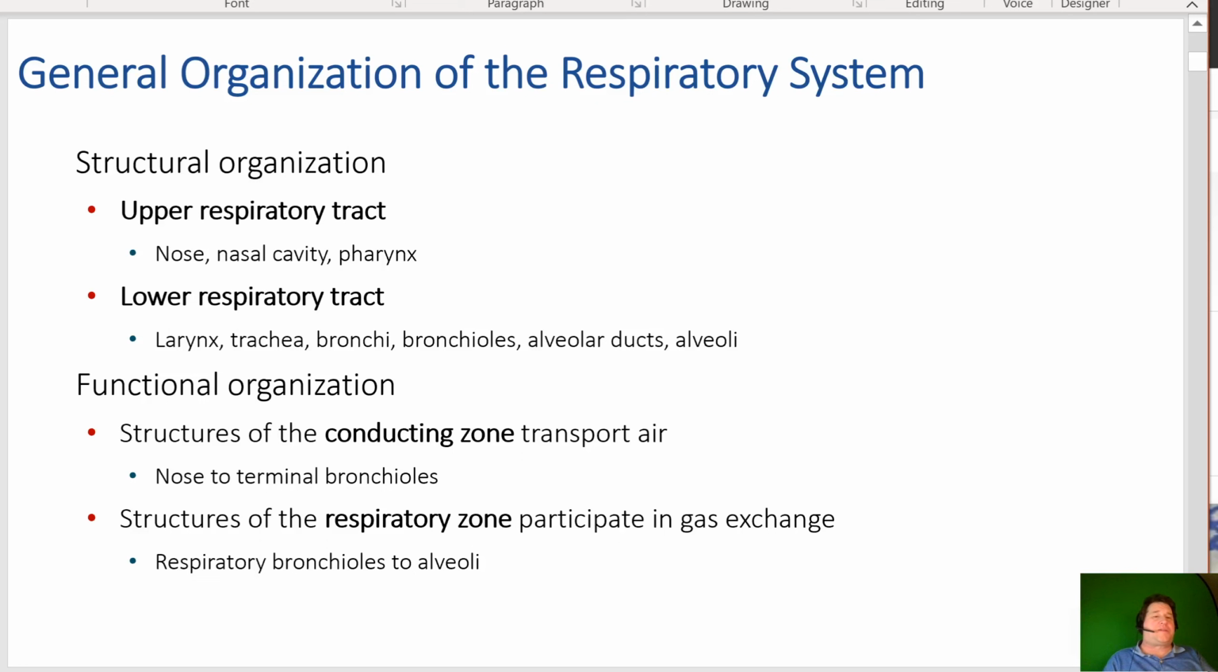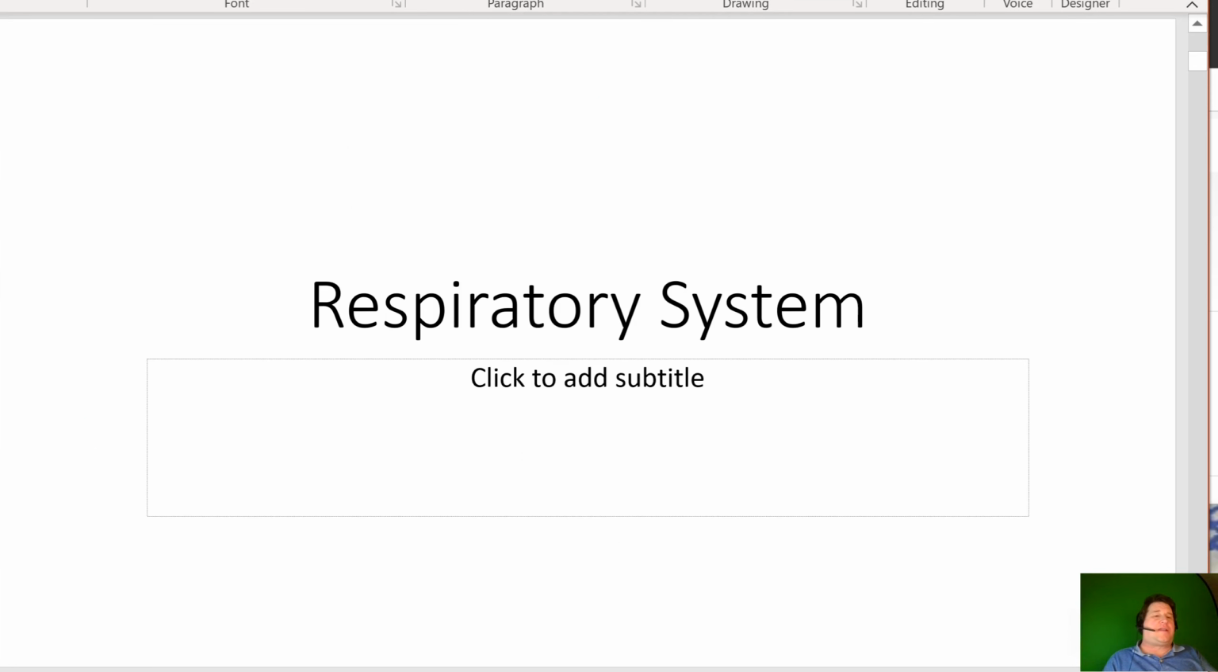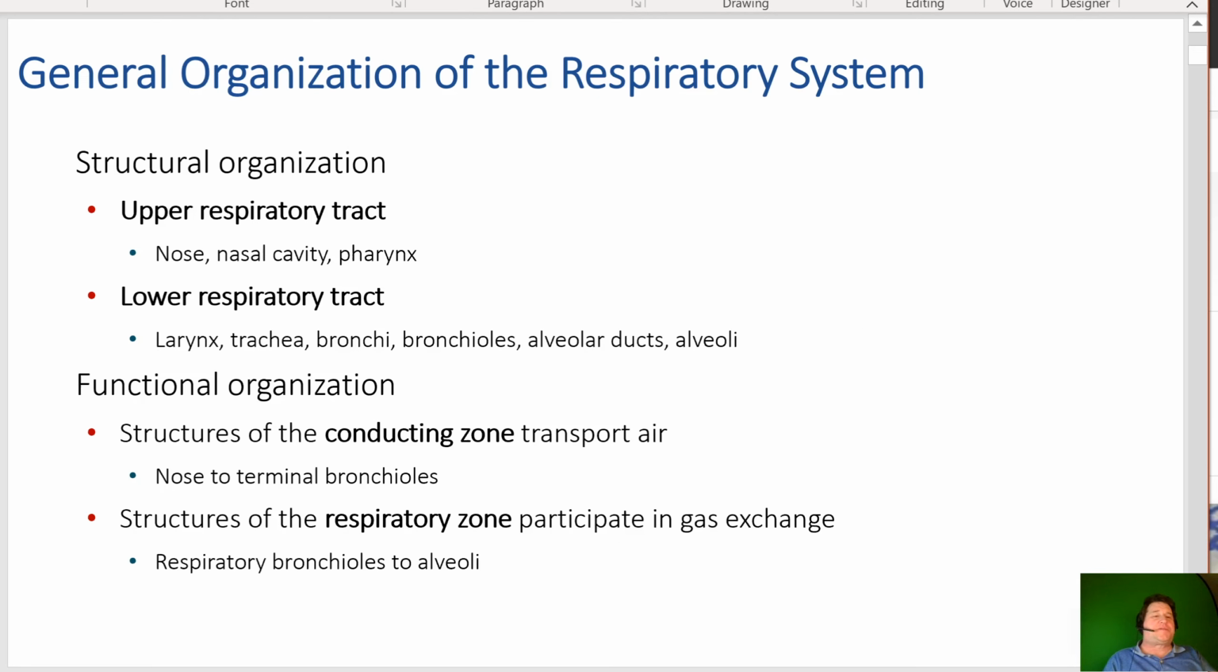Chapter 23, part 1. In this, I'm going to be looking at the respiratory system, starting out with the general organization. Here we divide the respiratory system into the upper and the lower. Upper includes the nose, nasal cavity, and the pharynx. At the larynx, the lower respiratory tract begins. And then below that is the trachea, bronchi, bronchioles, alveolar ducts, and alveoli.